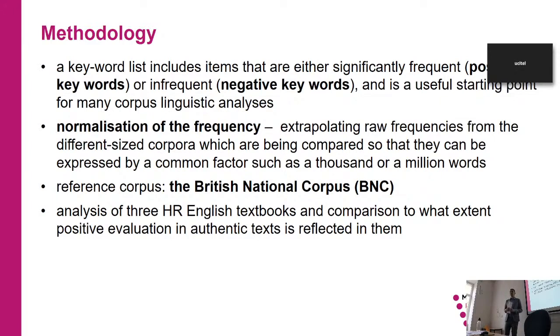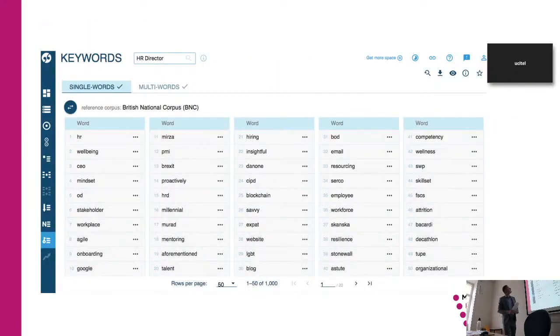This is what I was working with. I will show you later. And I have already said before that the reference corpus was the British National Corpus. And I analyzed 3 HR English textbooks and compared them with the authentic texts. This is just to show you what it looks like. These are the keywords in my corpus. You can see these are not the most frequent words, but they are words which are extremely frequent compared to the British National Corpus. This is how the frequency differs from a general corpus.